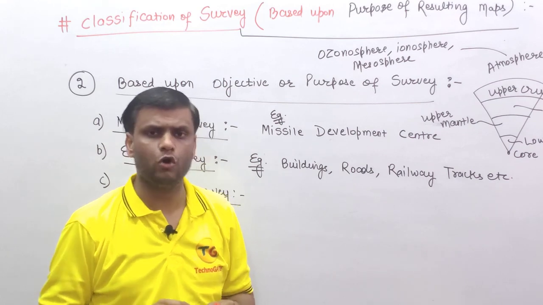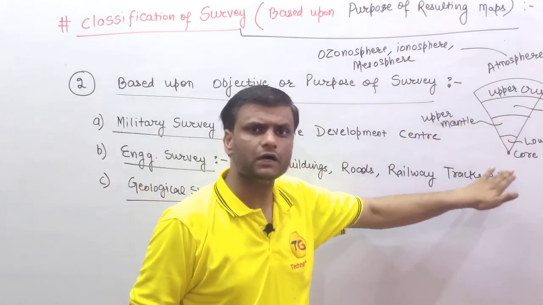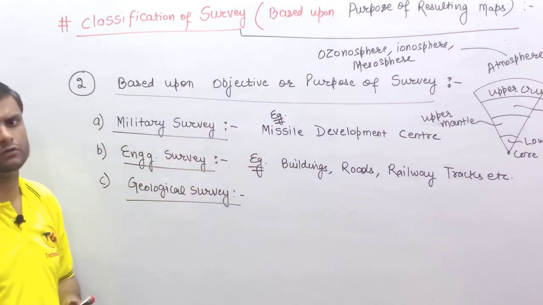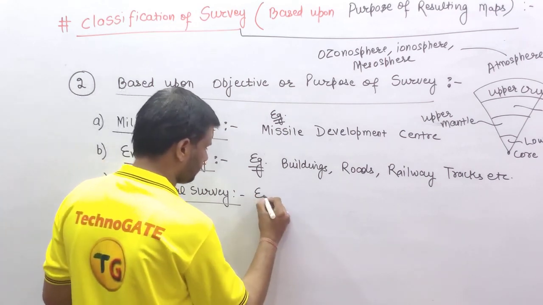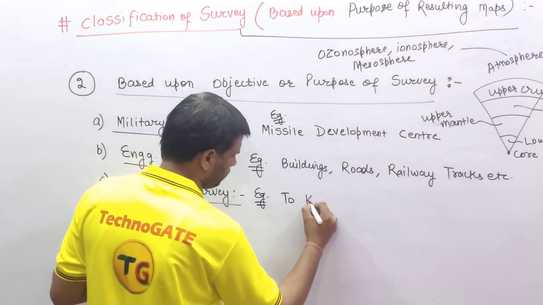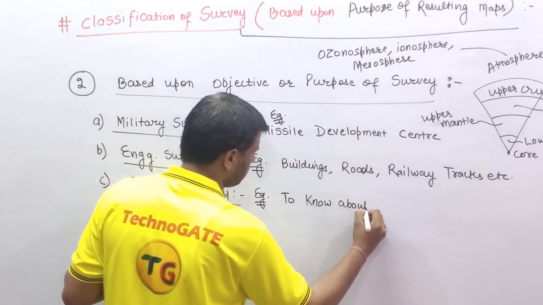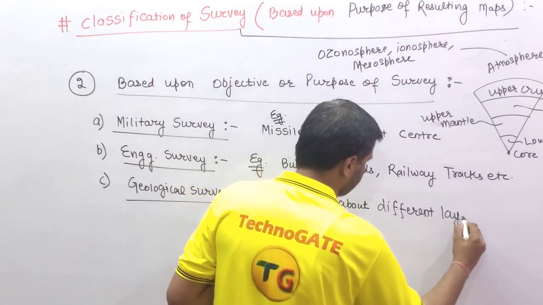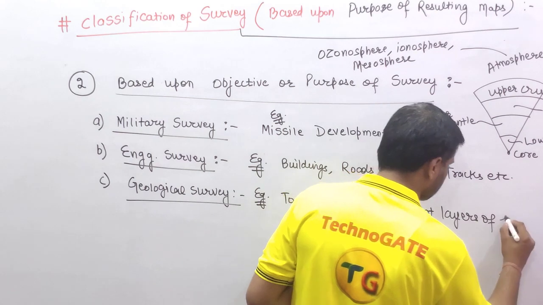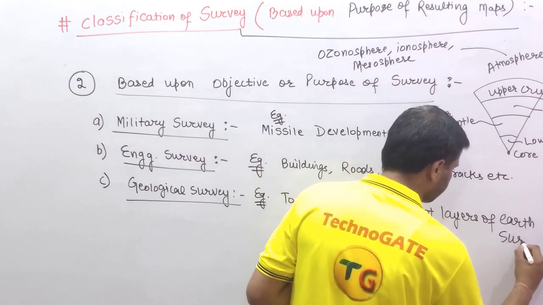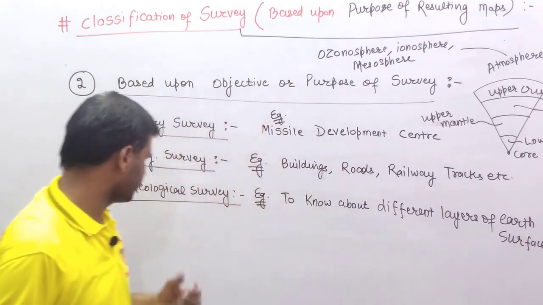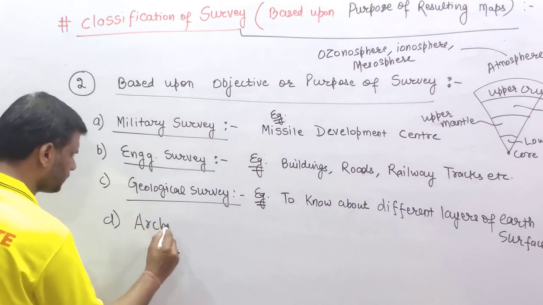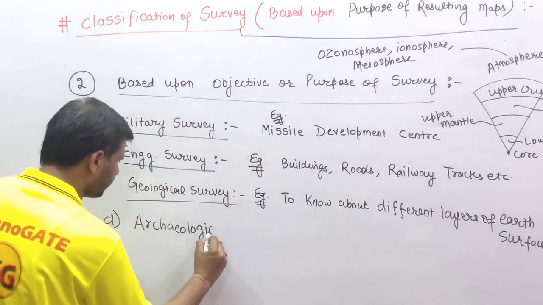So if we want to know about different layers of the earth surface, in that situation the survey carried out is called the geological survey. Fourth one is archaeological survey.